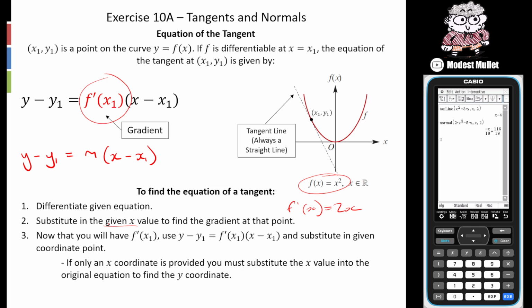Then you're going to substitute in the given x value of where you want to find the equation of that tangent. So we might be told that that is -1. So step 2 is f dash of -1. And that's going to give us -2, which is the gradient at that point. And so we now know m, back in this situation over here, we now have a value for m. We have m is equal to -2.